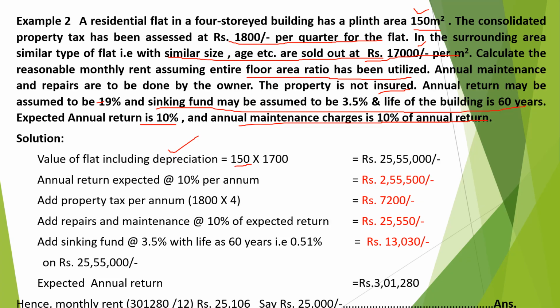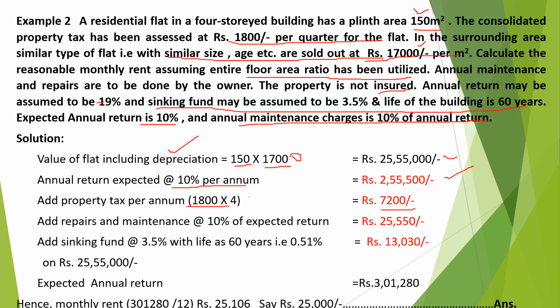So we will calculate the value of the flat as on today, including depreciation. It will be size multiplied by rate per unit, which is 17,000 per square meter, it is 25 lakh 55,000. So annual return is assumed 10% per annum, it is given to you. So the required return is 2 lakh 55,000. And property tax is added to it per annum, it is 1800 per quarter. For 4 quarters it will be 7200.